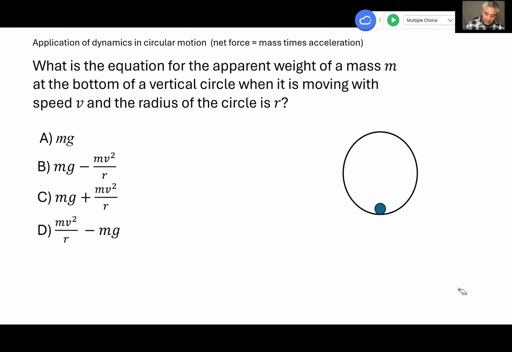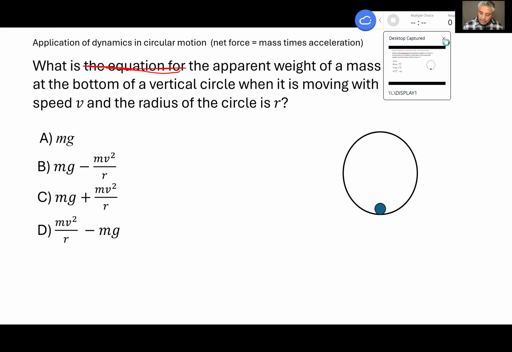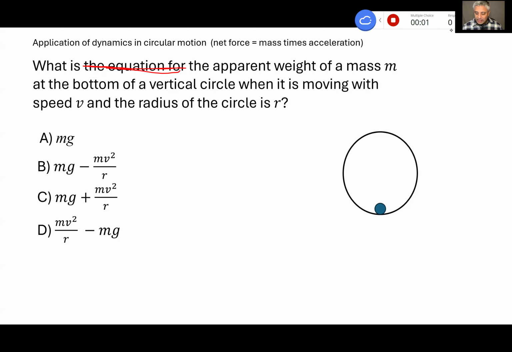So in this case, what is, let's say, just the apparent weight of the mass? Probably I don't even need to write the equation in the question. So I'm opening the poll. Go ahead, draw a free body diagram, write down the equation, and choose the answer, okay? So you have 2.5 minutes to answer this question.